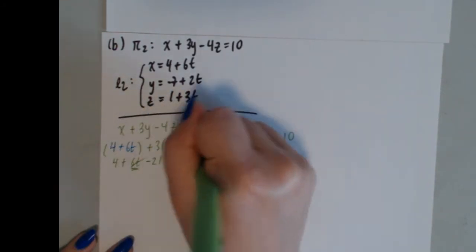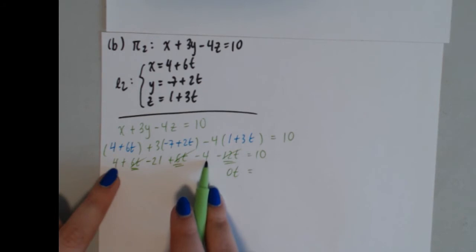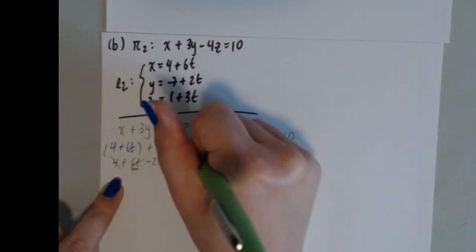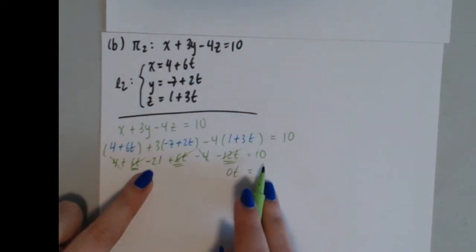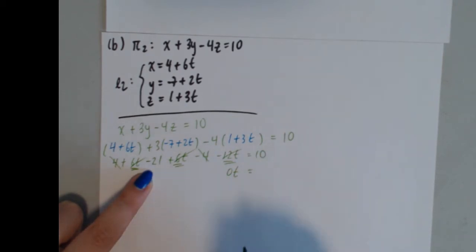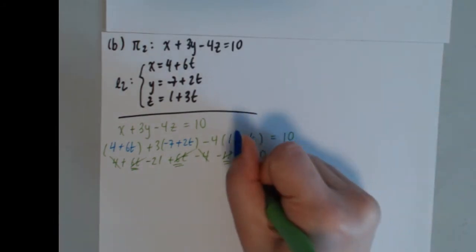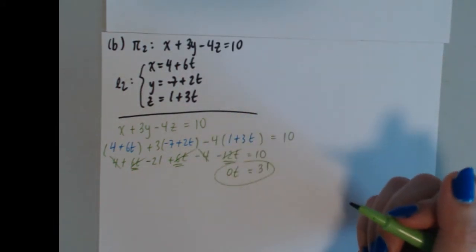All right, so we took care of the t's. Now we have 4. Let's just do it like this. 4 minus 4. 4 minus 4 is gone. And then we have -21 and 10. So if I take the -21 and bring it to the right, it'll be 10 plus 21, which is 31. All right, so I end up with the expression 0t is equal to 31.